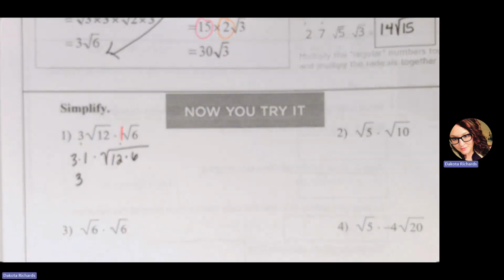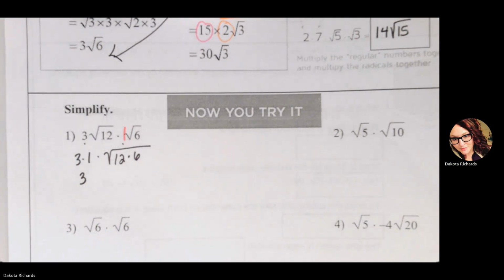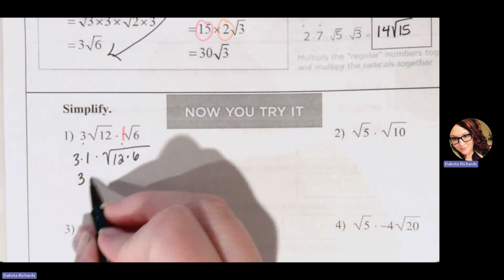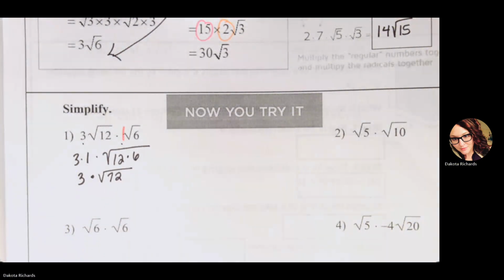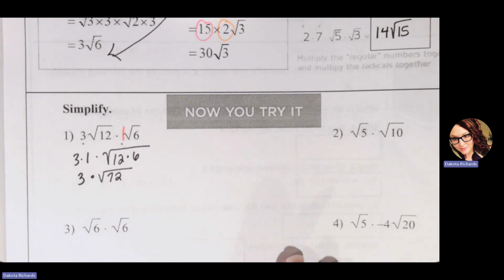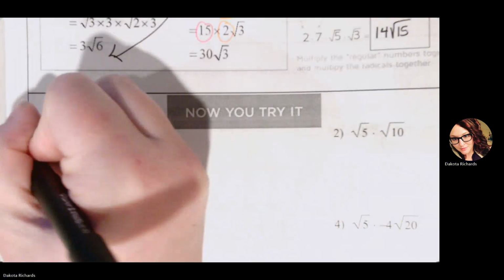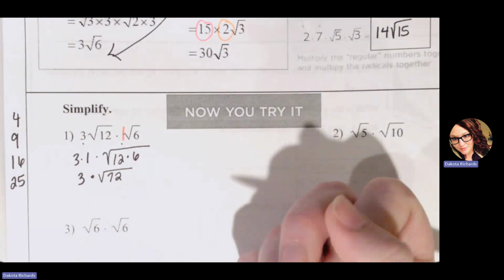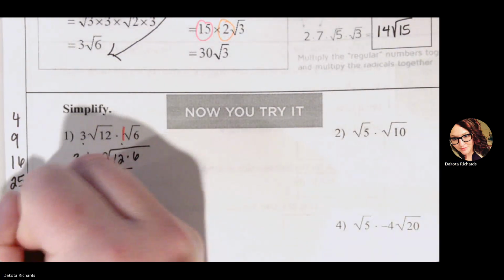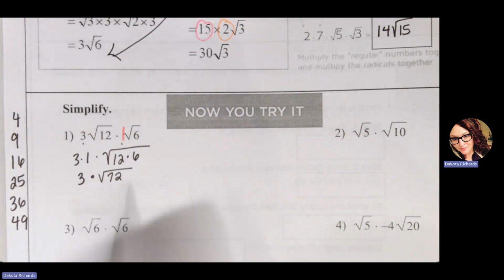What is 12 times 6? It's 72. So what we're left with is 3 times the square root of 72. Again, when you are simplifying, the best thing to do is make a list of your perfect squares. We've got 4, 9, 16, 25. I'll stop at 49.